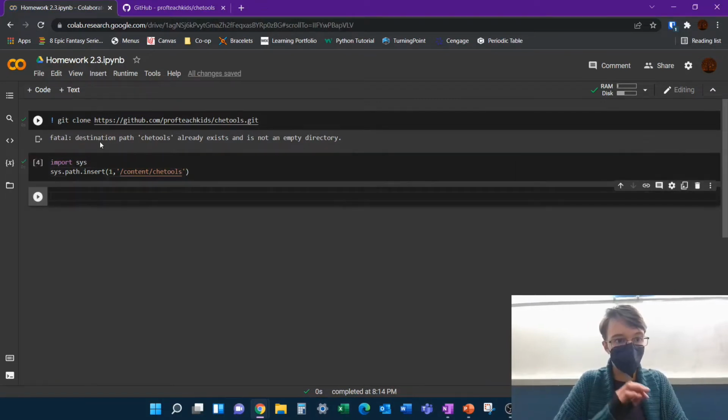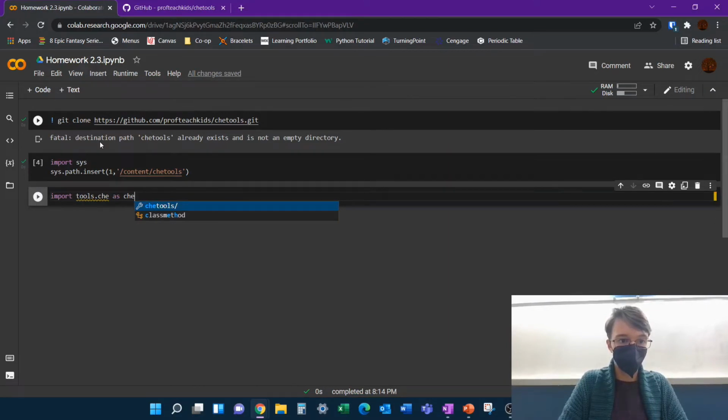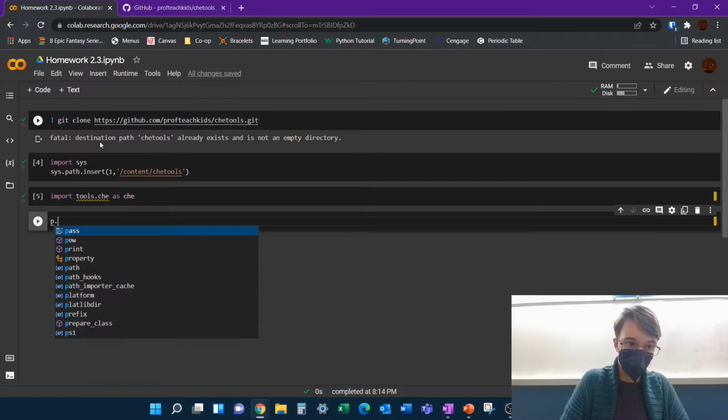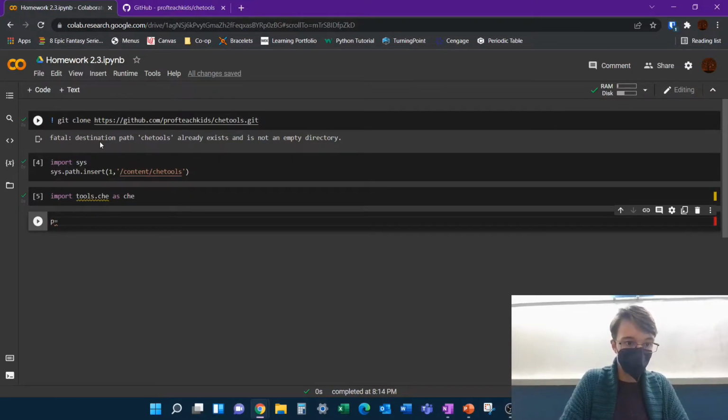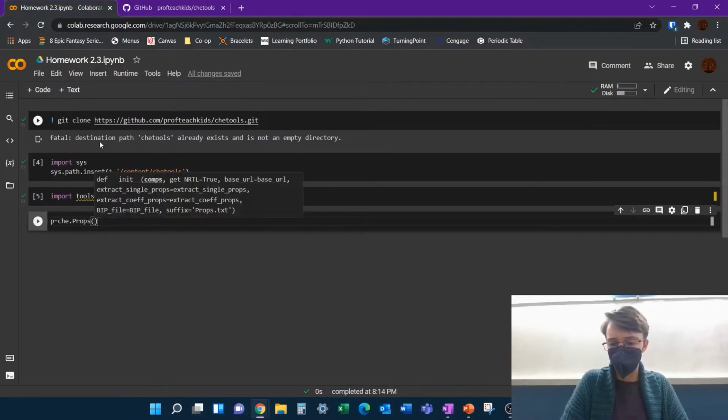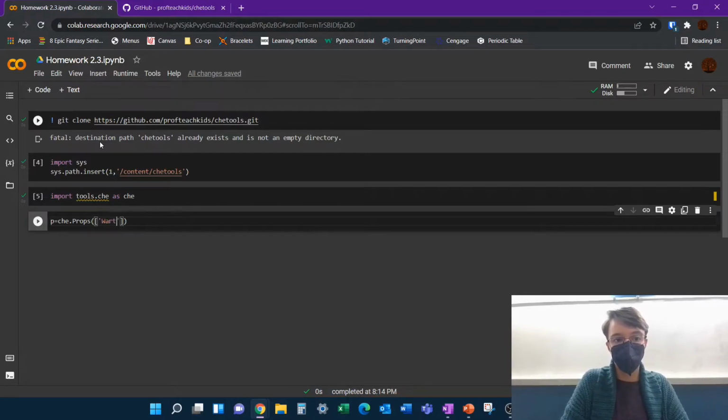Alright, so now we've imported this as something that we can import, so now we actually have to import it. Import tools.che as che, and then we want to set up how we're going to actually call this: p is equal to che.props, because we're looking at the properties. And then for this example, we're going to use water as our example compound that we're going to be making a plot for, but you could really use any equation or any compound that you want.